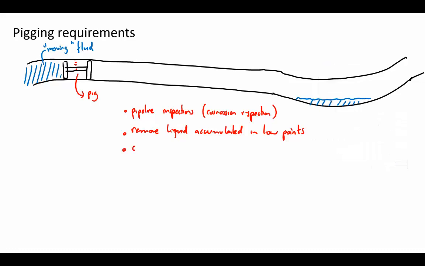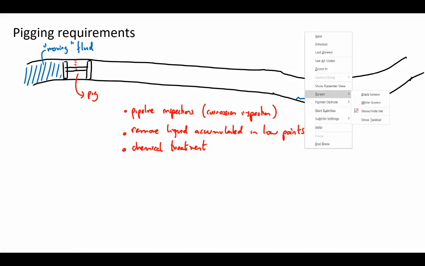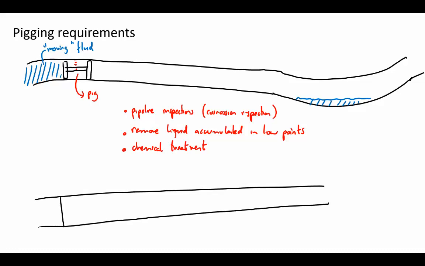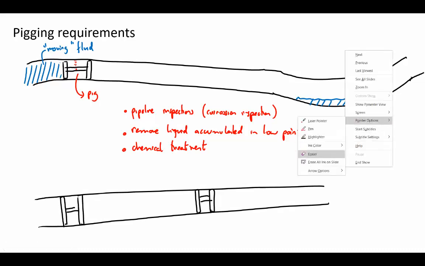For example, I want to use a chemical treatment. For chemical treatment, typically, if I have my flow line or my pipeline, I'm between two pigs. I trap the chemical that I want to use to treat the pipe, and then I put it in between. This is the chemical that I want to use for treating.